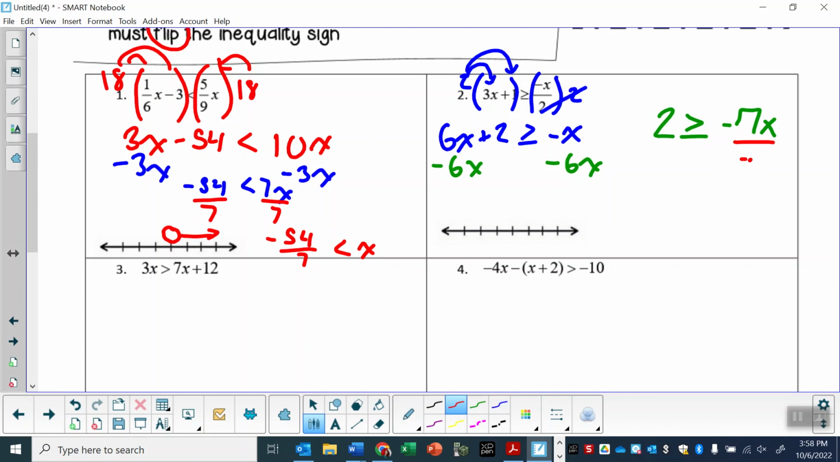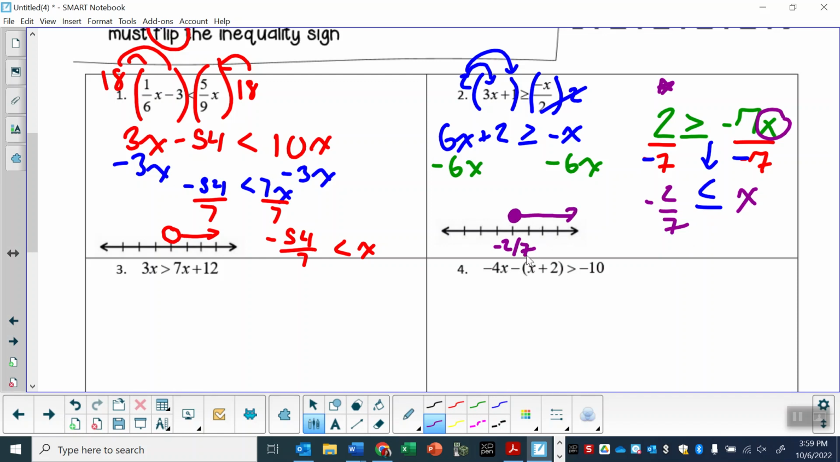And then divide both sides by -7. Since you're dividing by a negative number, this sign needs to be flipped. Make sure that this fraction stays on this side, -2/7, and x stays on the right-hand side. So -2/7 is less than or equal to x. Closed circle for less than or equal to, you can throw a number down. An arrow goes to the right.